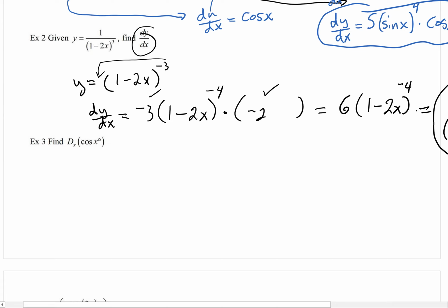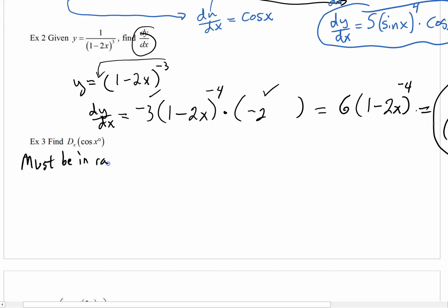Now, number 3, kids will probably look at that and say, wow, what a shock this is. How come we've got such a ridiculously easy problem? We all know the derivative of cosine is going to be negative sine, so we're done. Negative sine of x degrees. But remember, we need to be in radians. We must be in radians.